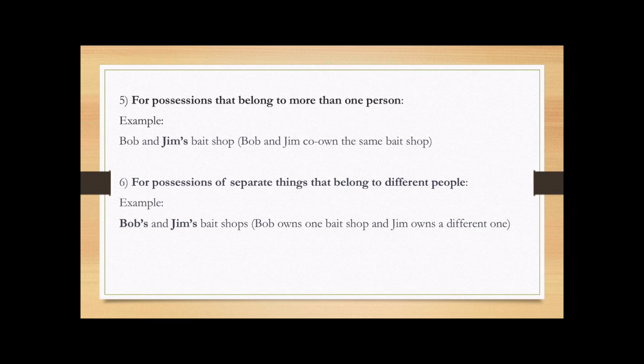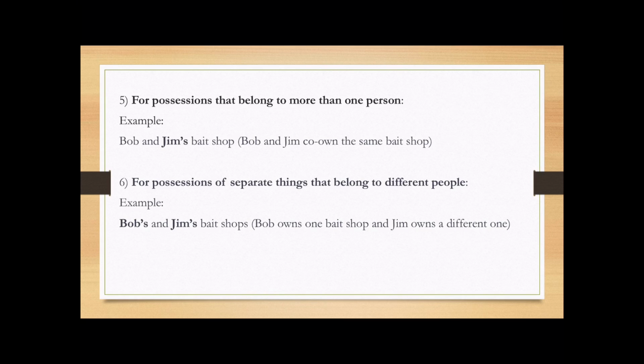Rule number 5. When we are talking about possession that belongs to more than one person. Let's see the example. Bob and Jim's bait shop. When we just place an apostrophe s at the end of the compound subject, in this case Bob and Jim, we know that we are talking about just one bait shop, Bob and Jim's. But there's a difference when we try to refer to different items, different objects that are owned by different people.